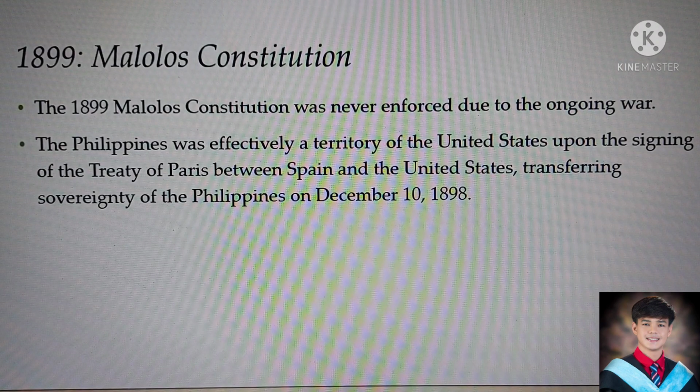The Philippines was effectively a territory of the United States upon the signing of the Treaty of Paris between Spain and United States, transferring sovereignty of the Philippines on December 10, 1898. So, nagkaroon na ng signing sa Treaty of Paris. So, naging teritoryo tayo or pinamunuan tayo ng Estados Unidos. So ang hangad din naman ng Estados Unidos is maibalik sa atin yung ating sovereignty, and it happened in December 10, 1898.